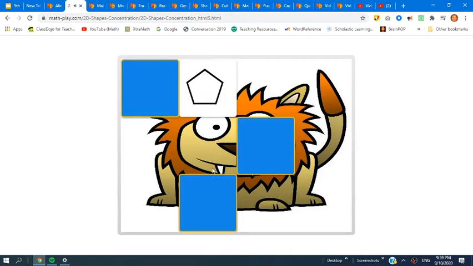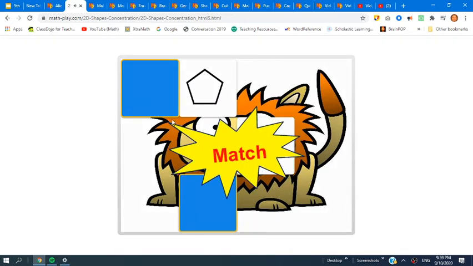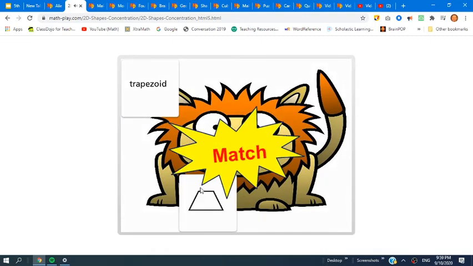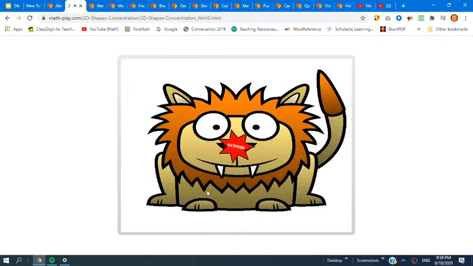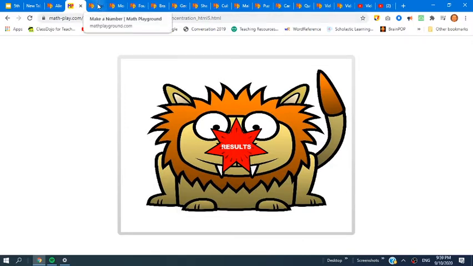That's a pentagon, a 5-sided shape. And a trapezoid is a 4-sided shape. Okay, only one pair of parallel sides, right? You can play it again. I'll put this in the link.